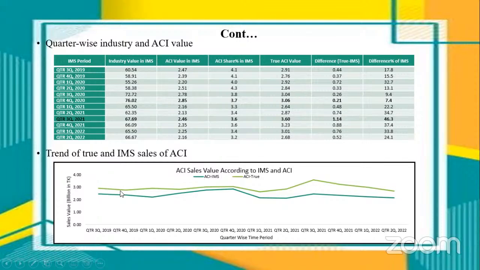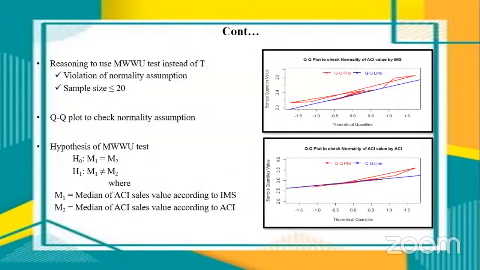Now, there is a clear sales difference between the IMS value and actual value. The question is how statistically significant this difference is. To show this significance or insignificance, the study relies on the Mann-Whitney Wilcoxon test, because there is a two-sample test: one is actual sales, another is sales of IMS.